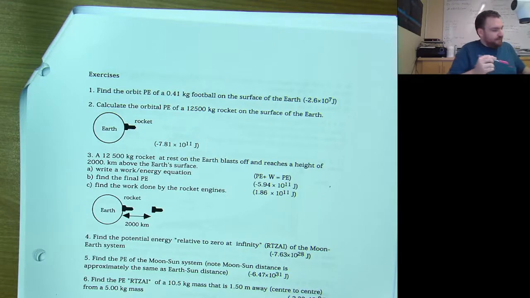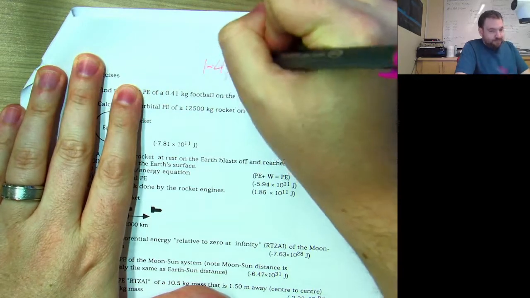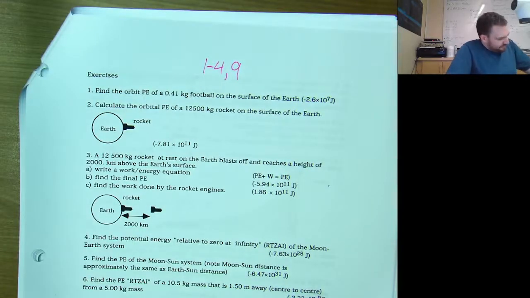This is lesson 6. Here's what I'm assigning you. I want you to do the following questions: 1 to 4 and 9. That's all I'm giving to you. I do like question 7. That's okay, I have room. I can fit it in there.